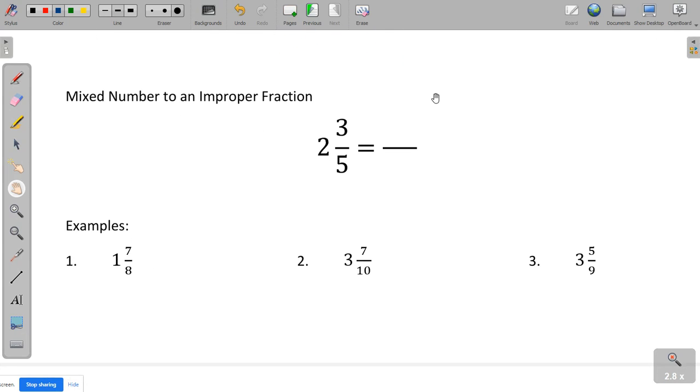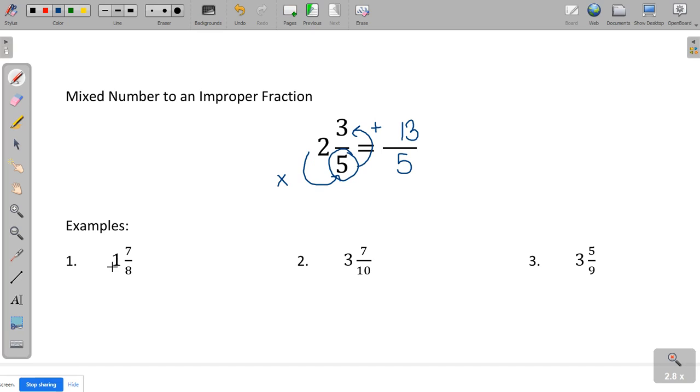So to do this, there is a trick. We take the whole number and we multiply it by the denominator, and then take that answer and add it with our numerator. So 2 times 5 is 10 plus 3 is 13. And then we keep our denominator of 5.